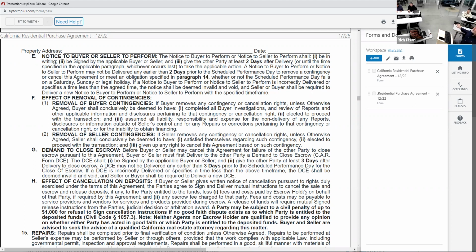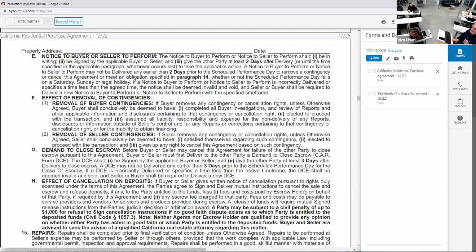So if all contingencies are removed and somebody's not closing, you need to give a demand to close. Previously, if they're not removing contingencies, they're not doing what they're contractually obligated to do, you give them a notice to perform, which gives them 2 days to perform. A demand to close escrow is 3 days. They have 3 days. And it can't be given more than 3 days prior to the scheduled close of escrow date.